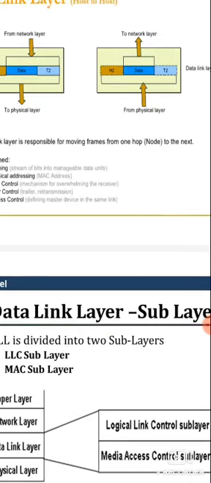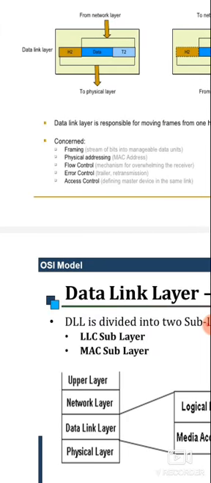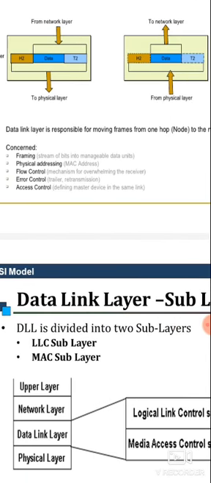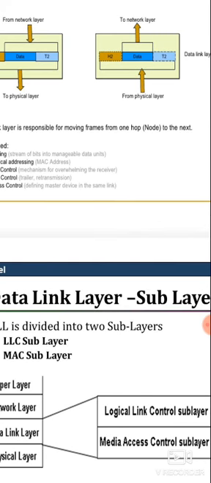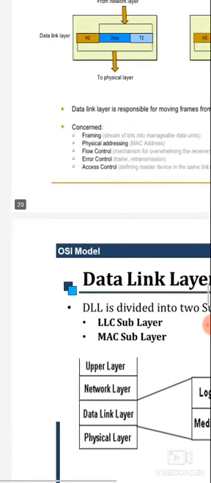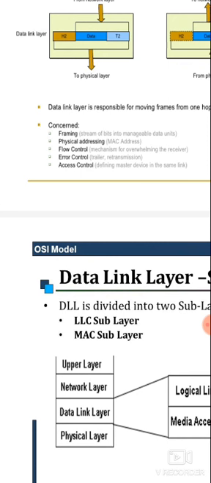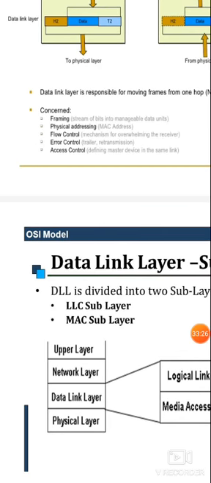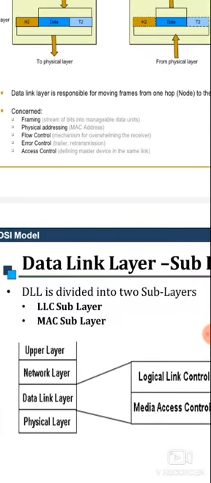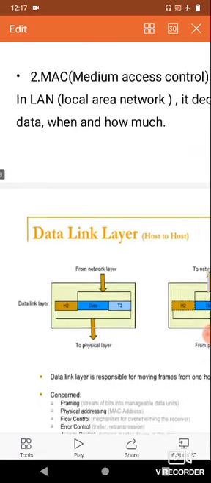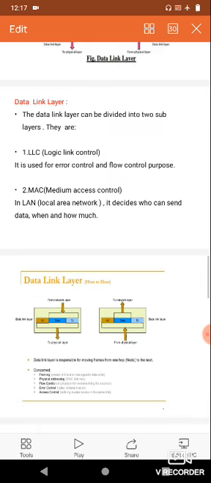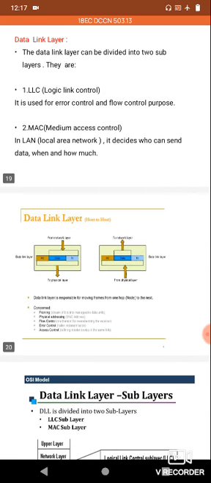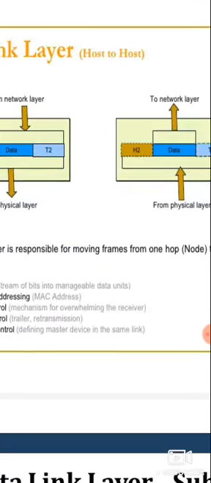The data link layer's first property is framing. It is responsible for moving frames from one node to the next node. Framing turns a stream of bits into manageable data units called frames. Next, physical addressing. Physical addressing is nothing but the MAC address, the medium access control address. Medium access control decides who can send the data and how much data is sent. So this is the physical address.